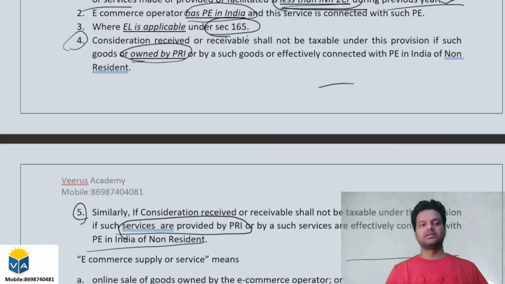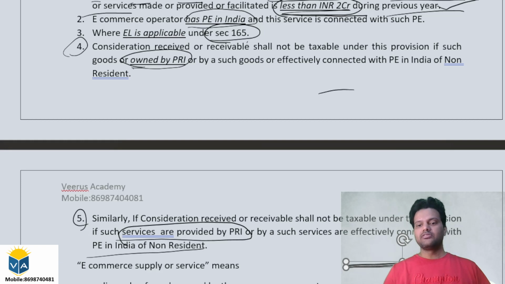Okay, this is all about point number 4 and point number 5. There are a total of 5 exceptions. What are the exceptions? First one relates to the sales turnover or gross receipts of such e-commerce operator. If it is less than 2 crores, then EL is not applicable. Second, if the e-commerce operator has a PE in India and the service is also connected with the PE in India, then also it is not applicable. And point number 3, if the equalization levy under section 165 is applicable, section 165A is not applicable in that particular case. And the fourth point is, if the goods are provided not by a non-resident e-commerce operator but by one owned or controlled by a person resident in India or effectively connected with a PE which is in India, then also the equalization levy is not applicable.